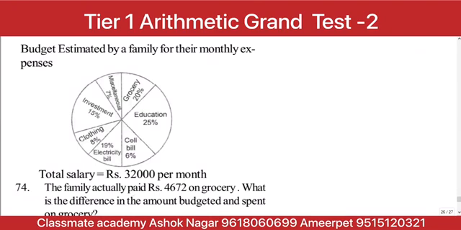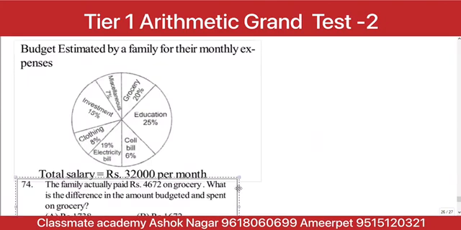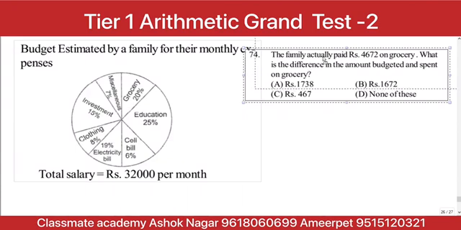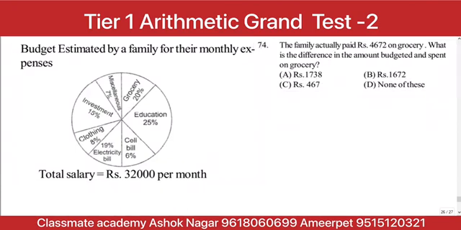The family actually paid 4672 on grocery. What is the difference between the amount budgeted and spent on groceries? Generally, groceries, how much percentage is there? Groceries is 20%. She's asking you what is the difference. What is 20% of 32,000? That is 6,400.